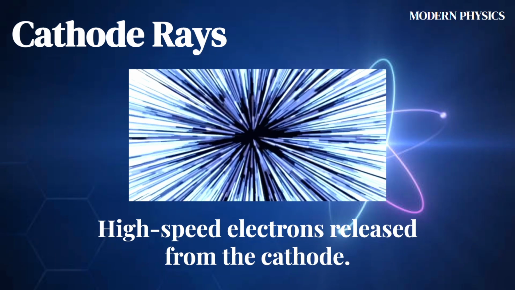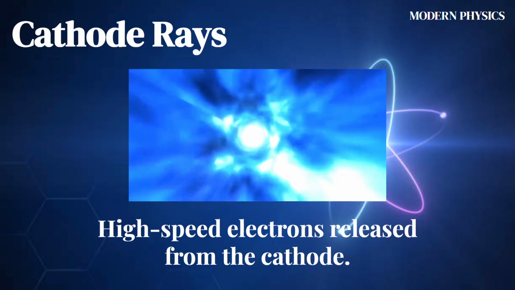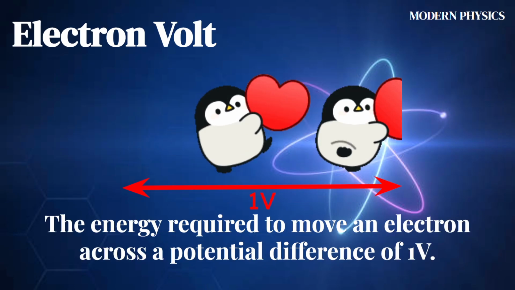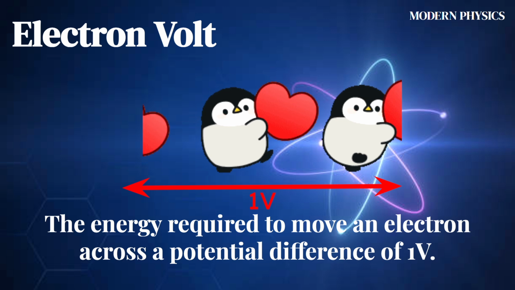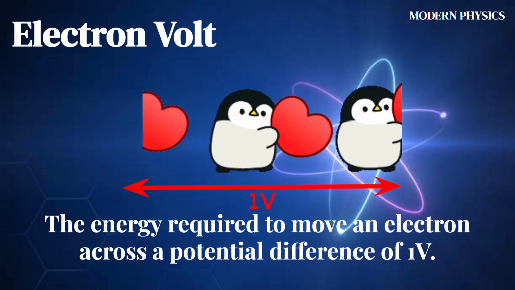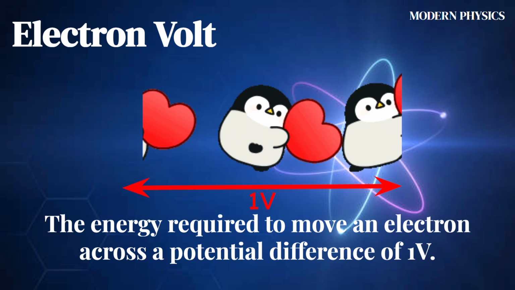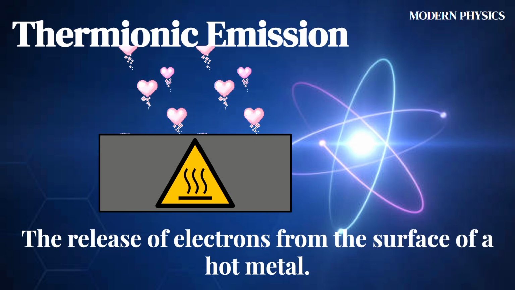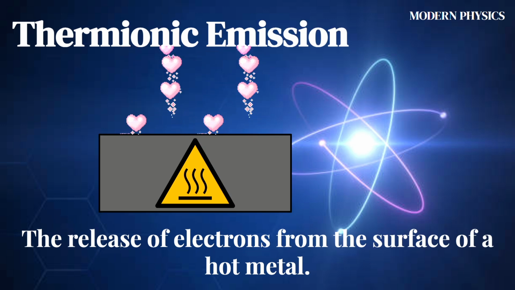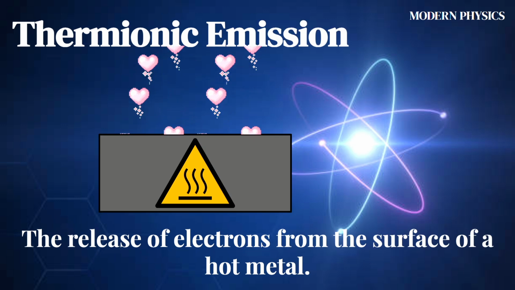Cathode rays are high-speed electrons released from the cathode. Electron volt is the energy required to move an electron across a potential difference of 1 volt. Thermionic emission is the release of electrons from the surface of a hot metal.